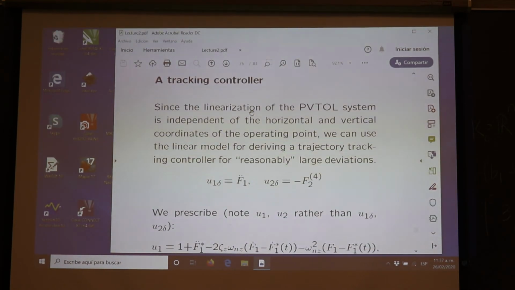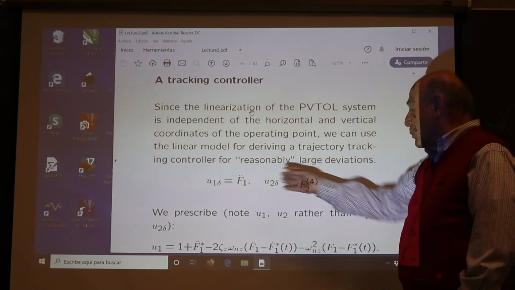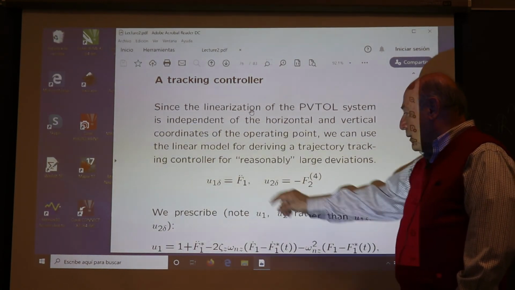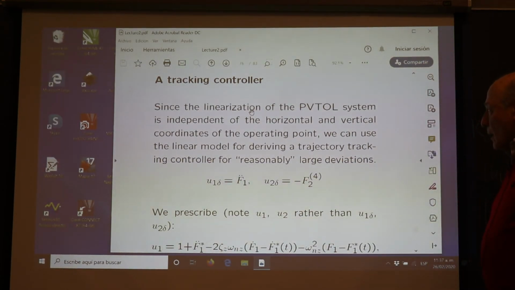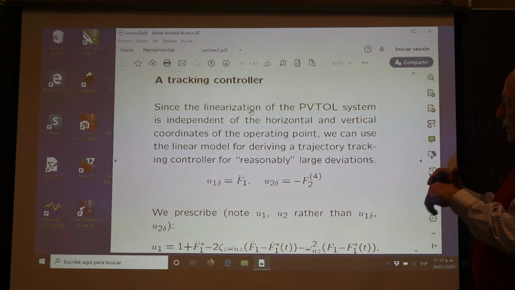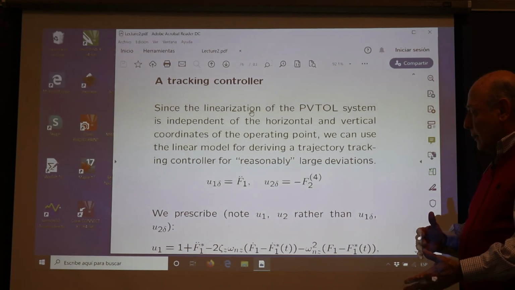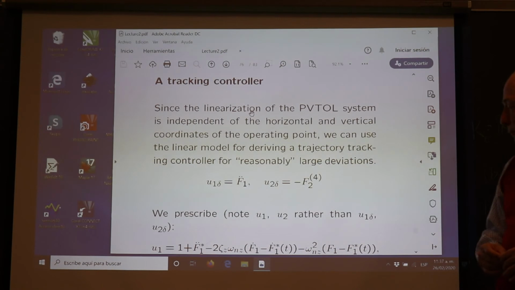And now, of course, you can solve tracking problems with this parameterization and this input to flat output relationship. And you want f1 to follow a certain trajectory, you want f2 to follow another trajectory. Of course, that's a trajectory that has to be prescribed by due consideration of the relation of the flat output with the states, and also, watching for limitations in the controls.